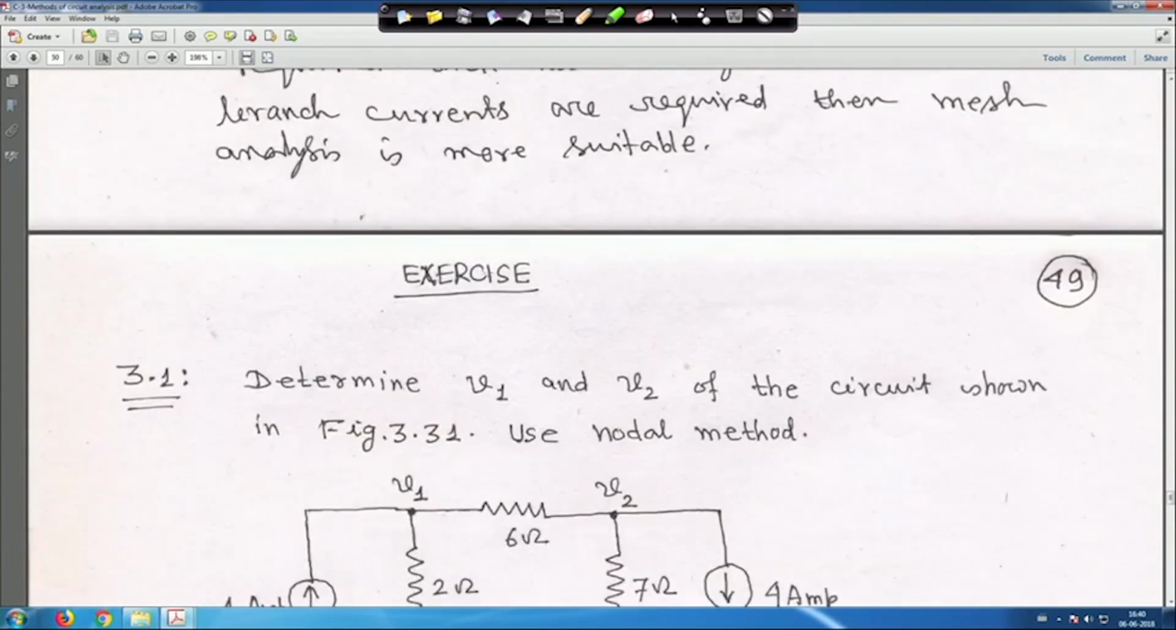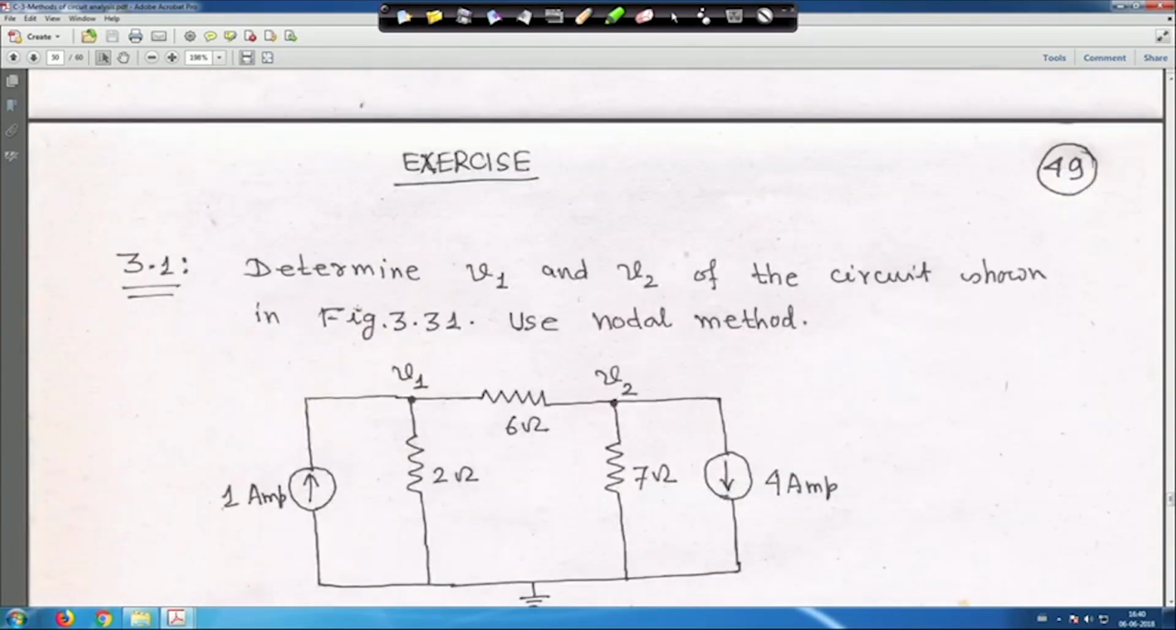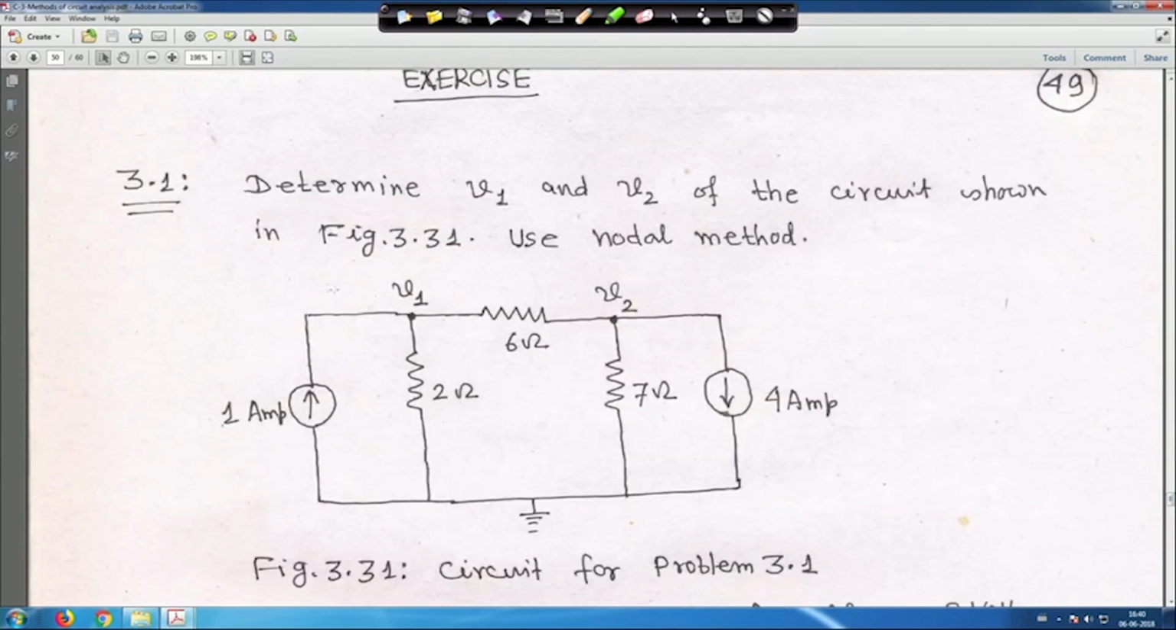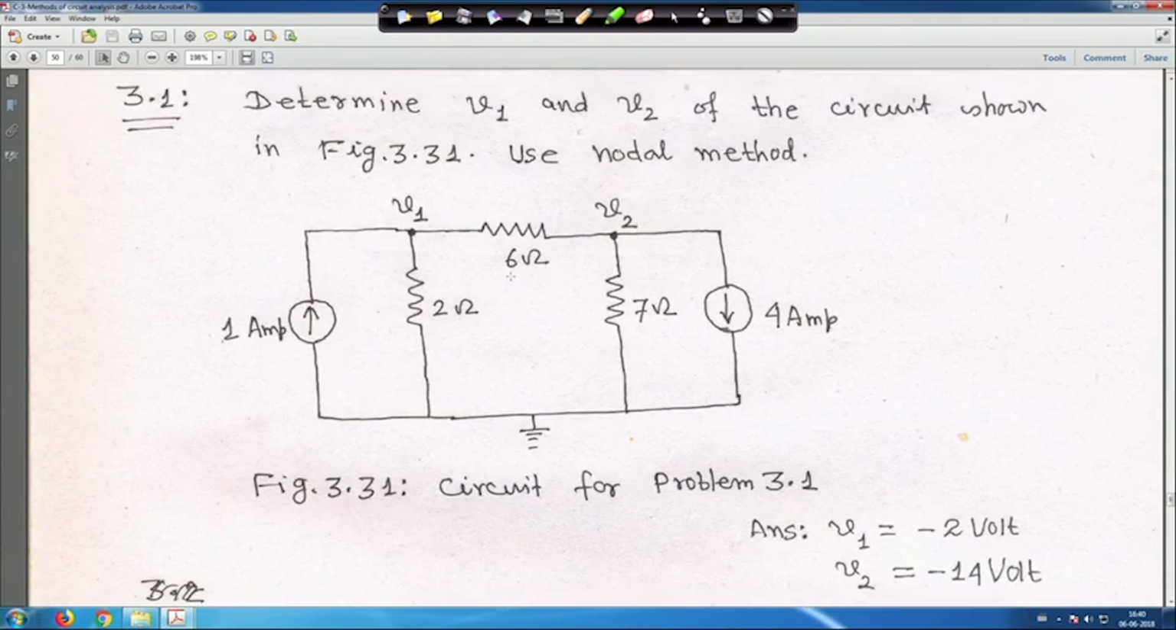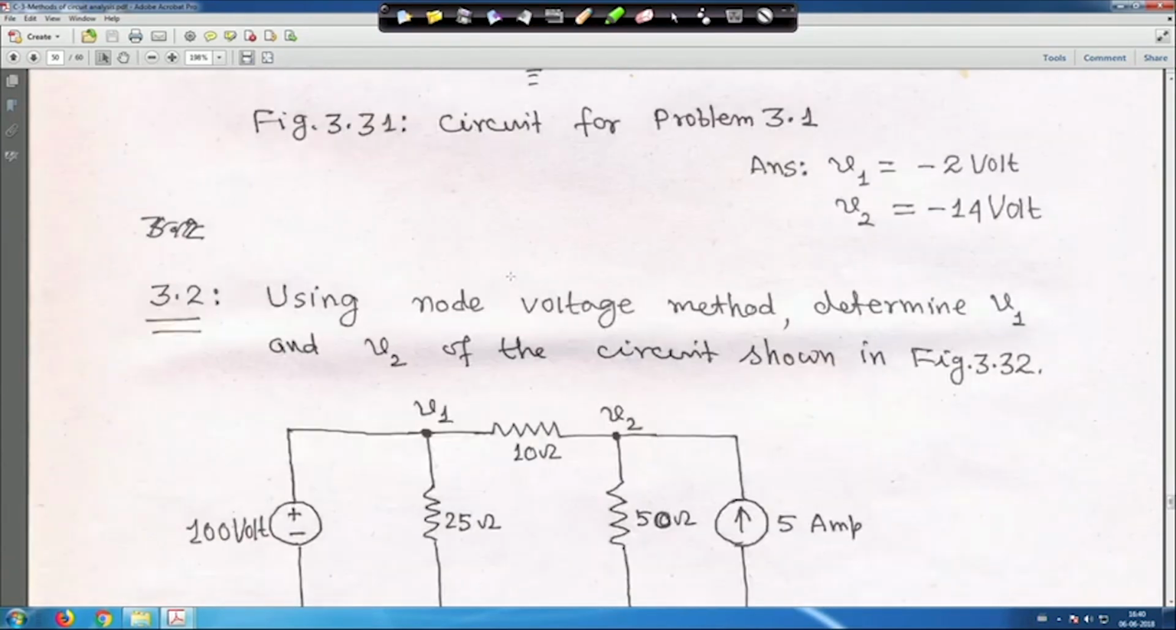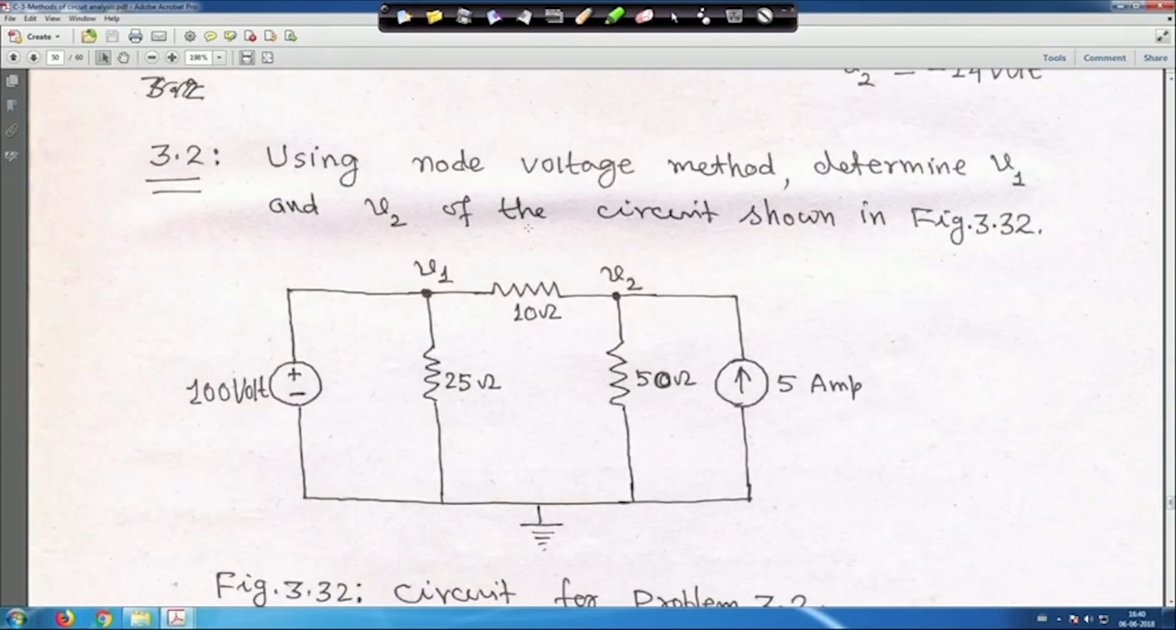Now, some exercises: I am giving you at least 10 problems. Here you have to find V1 and V2 using the nodal method. Answers are given on the right hand side: V1 is equal to minus 2 volt and V2 is equal to minus 14 volt. Similarly, take example 2. Using the node voltage method, determine V1 and V2 of the circuit shown in figure 3.2. This is another one.